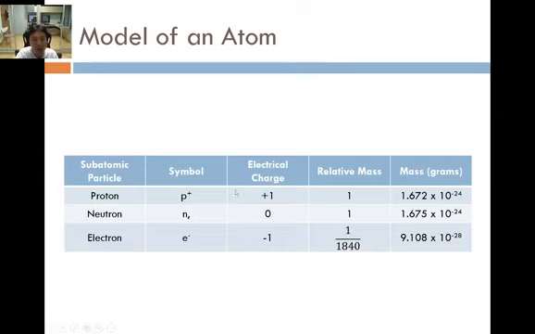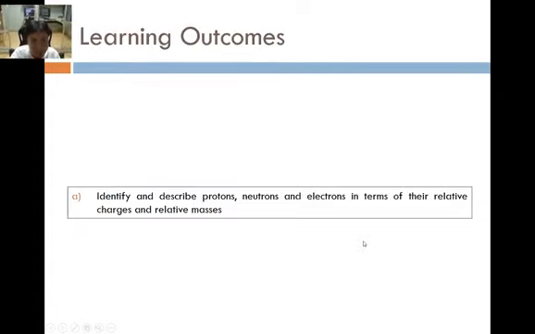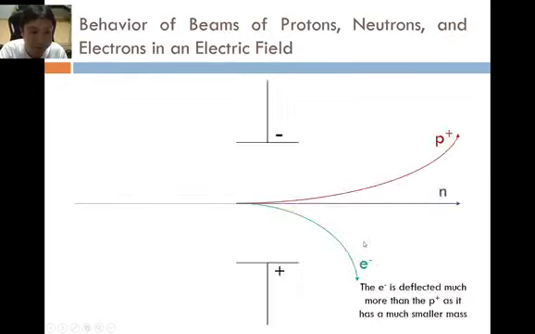The proton has a charge of +1, and the electron has a charge of -1, and the charge of a neutron is 0. Where the relative masses of the protons and neutrons is 1 unit is to 1 unit, whereas the mass of the electron, you don't really have to remember this number. We can just say that the mass of the electron is very much negligible as compared to the mass of the proton and the neutron. Okay, so that sums up the answer to learning outcome A.